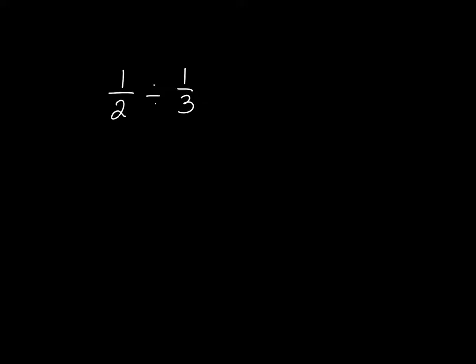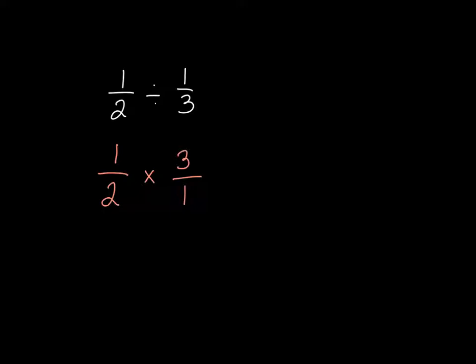Okay, we actually don't divide fractions. Instead, we have to multiply by the reciprocal. Or as many people like to say, we keep change. So we keep the first fraction, we change the division to multiplication, and we change the second fraction by changing it to the reciprocal. So 1 over 3, when we flip it, would be 3 over 1.